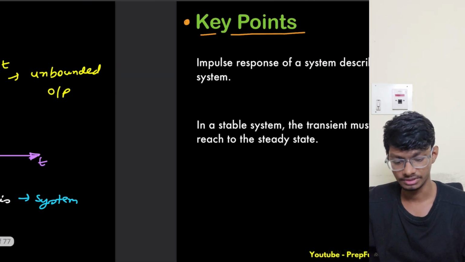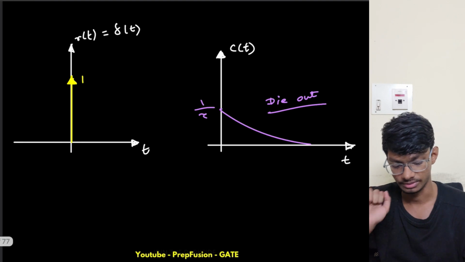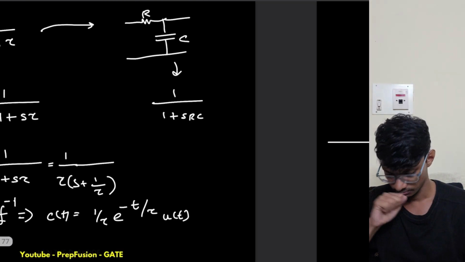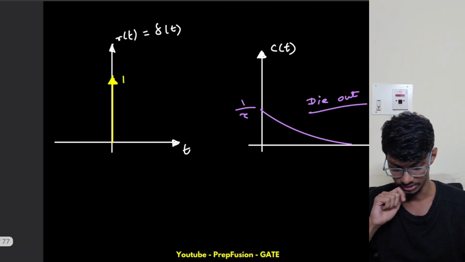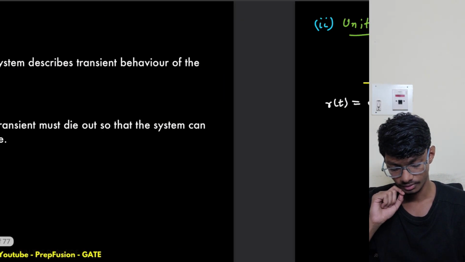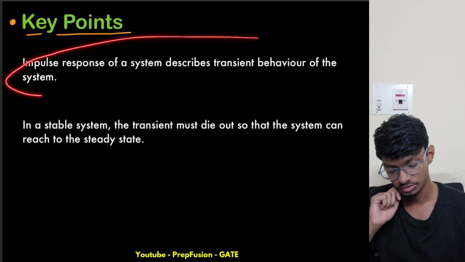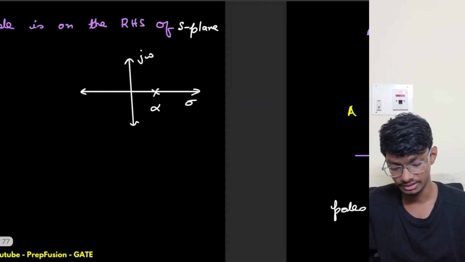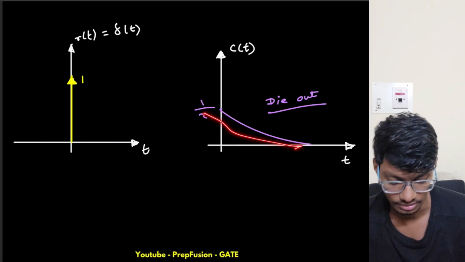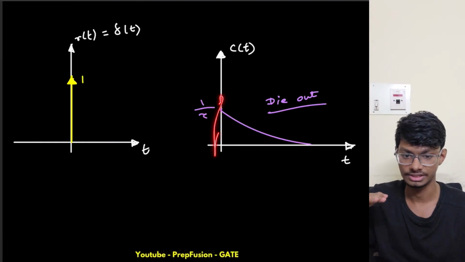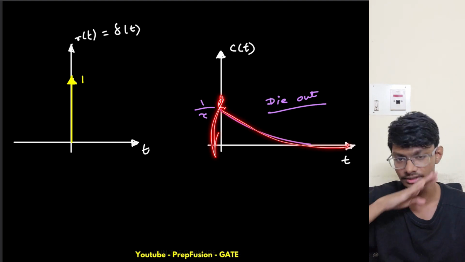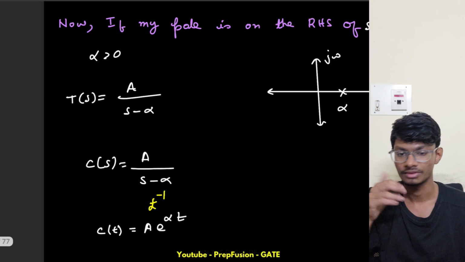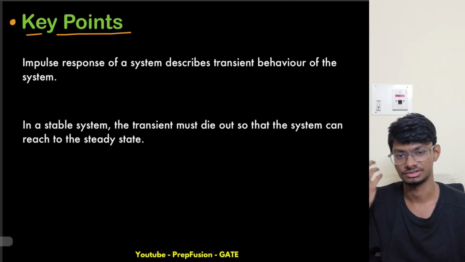Basically we found the impulse response for a stable system was this, I hope you didn't forget, it was this one. This is the time domain expression. The impulse response of a system describes the transient behavior of the system. You see, we are only getting the transient behavior. Only transient. It suddenly went up to 1 by tau and then decayed down. So this means the impulse response gives us the transient response. This is not an important point, just keep this in your mind.